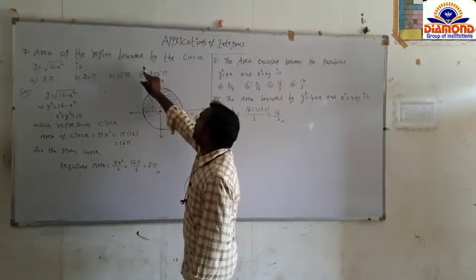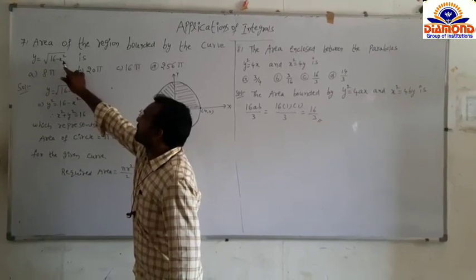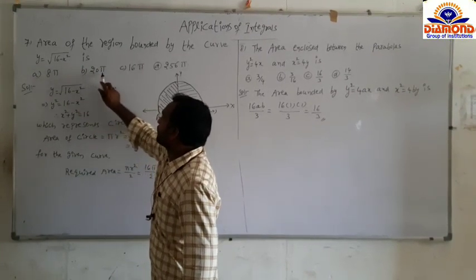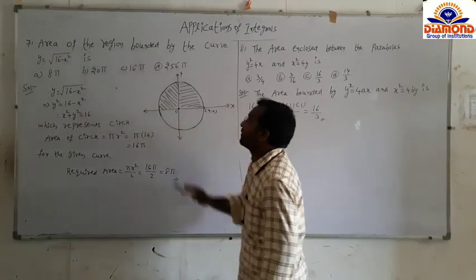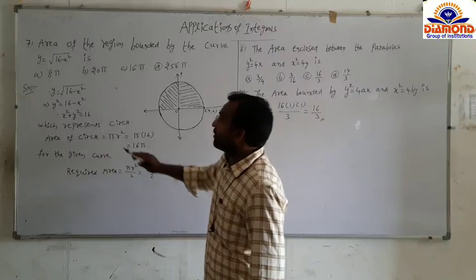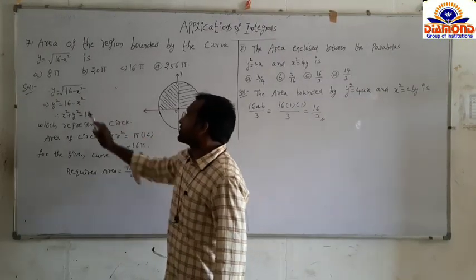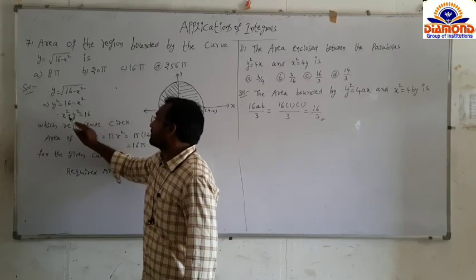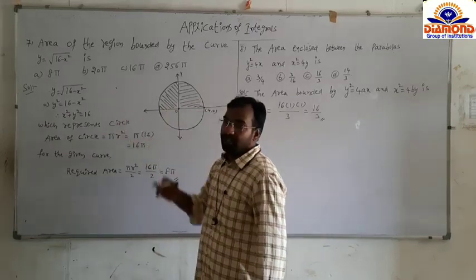Area of the region bounded by the curve y equal to under root of 16 minus x square is option A 8 pi, option B 20 pi, option C 16 pi, option D 256 pi. So first take the given curve y equal to under root of 16 minus x square. Squaring on both sides, what do you get? y square equal to 16 minus x square. This is nothing but x square plus y square equal to 16, which represents a circle.